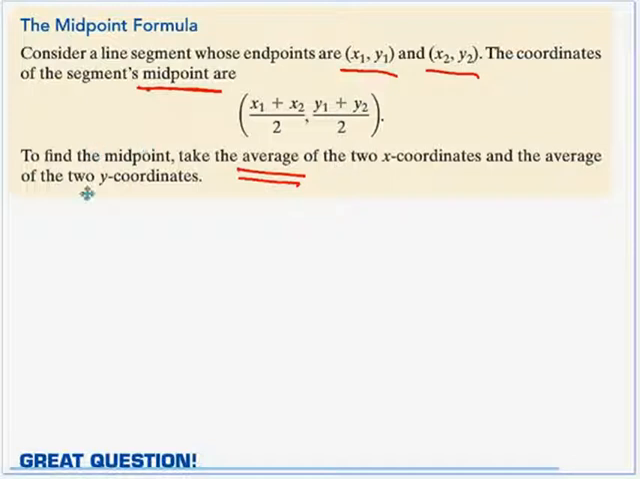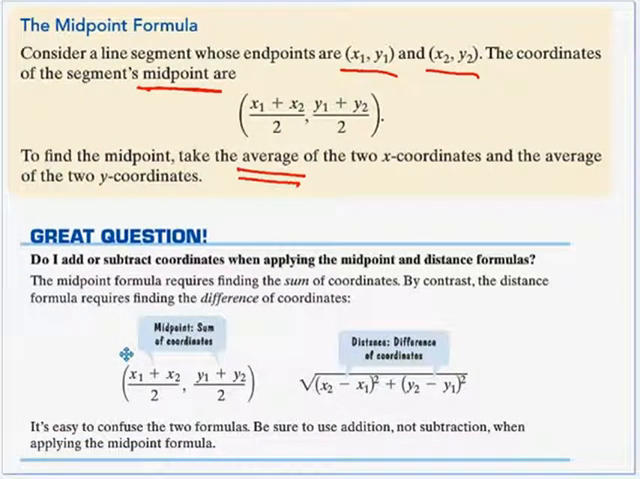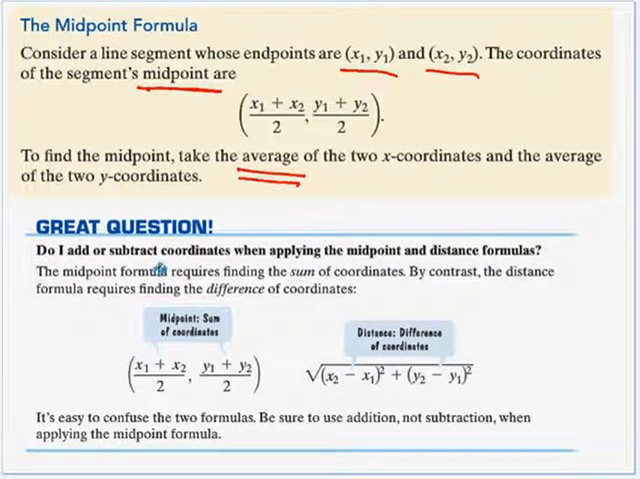And it looks like we have a great question down here. Do I add or subtract coordinates when applying the midpoint and distance formulas? The midpoint formula requires finding the sum of the coordinates. By contrast, the distance formula requires finding the difference of the coordinates. It's easy to confuse the two formulas. Be sure to use addition, not subtraction, when you're applying the midpoint formula.